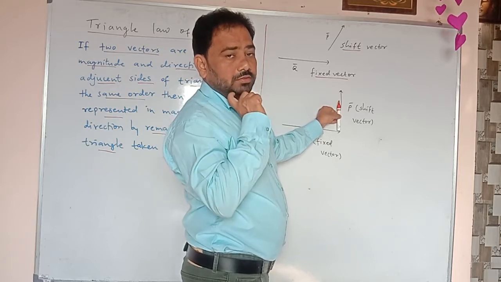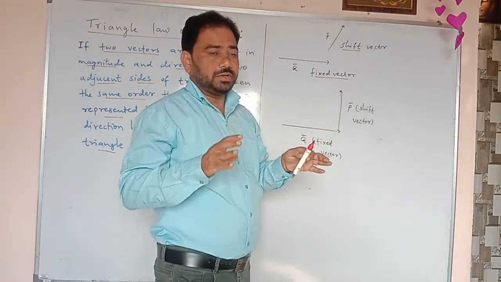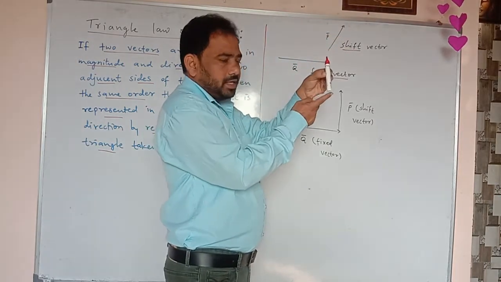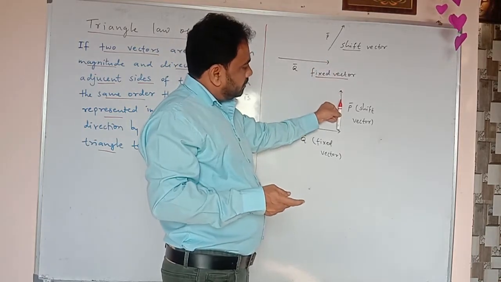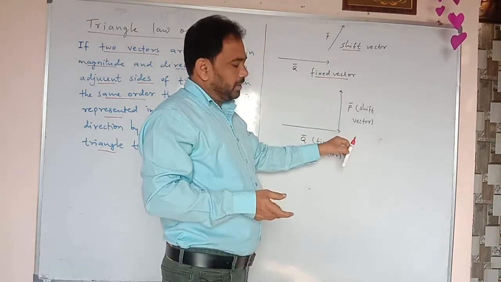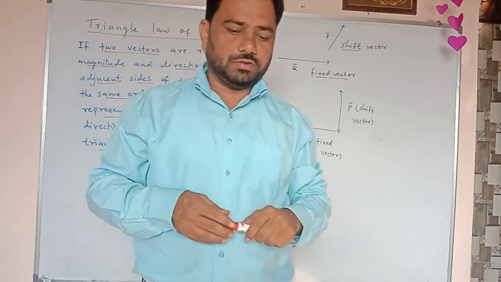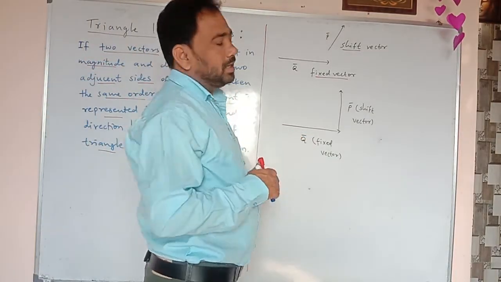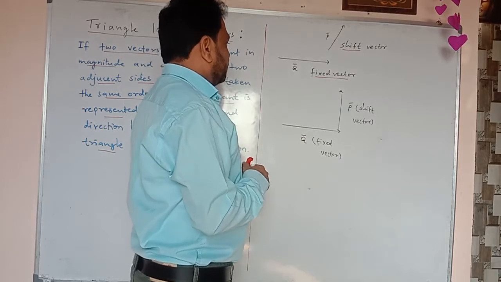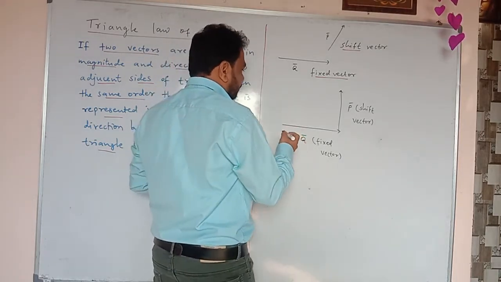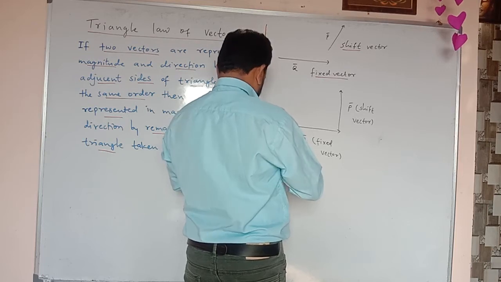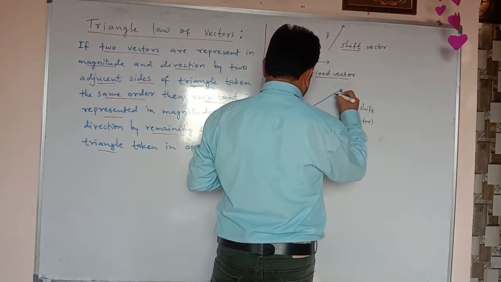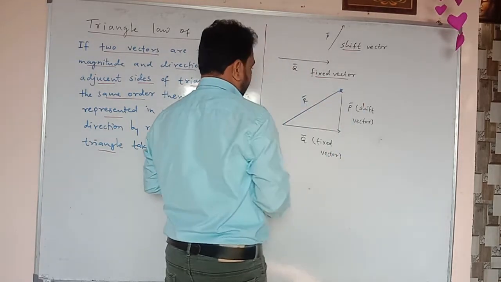So you should remember what we have done here. We take a shift vector, and the tail of the shift vector is placed on the head of the fixed vector. Now after that we have to draw the third side of the triangle, and that third side must start from the tail of the fixed vector to the head of the shift vector. So this one is the third side, that is vector R, the resultant vector.